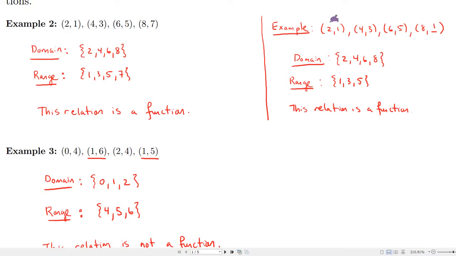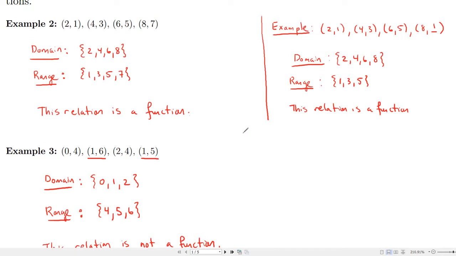But over here, if I plug in 2, I'm getting 1. If I plug in 4, I'm getting 3. If I plug in 6, I'm getting 5. If I plug in 8, I'm getting 1. There's no issue there, right? It just so happens that plugging in 2 gives me 1, but also plugging in 8 gives me 1. All right, that's fundamentally different than plugging in 1 and getting 2 distinct outputs.